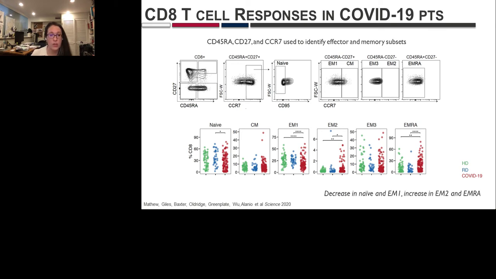And what we found was there is a decrease in the naive and effector memory 1 compartment in our COVID-19 patients, and an increase in the EM2 and EMRA subsets. And what this showed us was that there was a general sort of global shift from less differentiated cells to more terminally differentiated subsets.